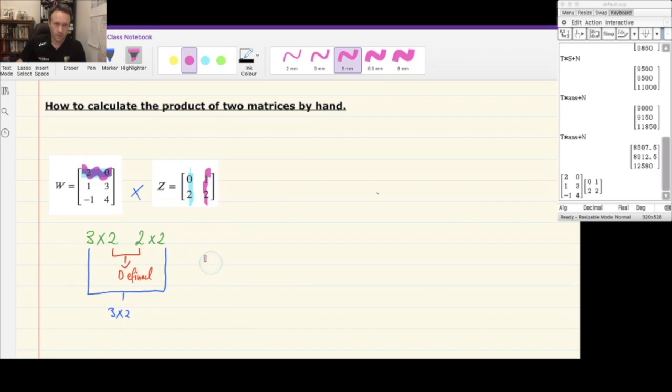Once that's done, we go to the next row of the first matrix and perform the same procedure. Use this row to do those two, and then down here in the third row, same thing. Hopefully we can make some sense out of that for you.